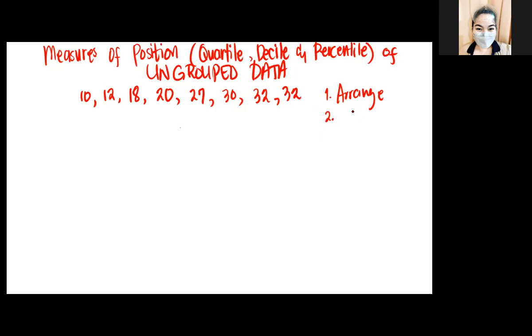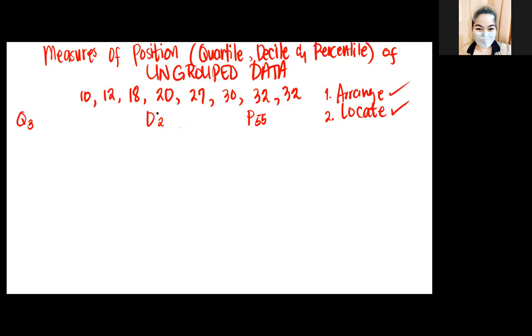Pangalawa, after we arrange them, we have to, of course, locate. Locate where your data is. For example, I am going to look for the upper quartile. So Q sub 3 is the upper quartile. Then I want to look for the D sub 2 and the P sub, let's try 55. So we have Q sub 3, D sub 2, and P sub 55. So una natin gagawin, arrange, we are done with that. And then we have now to locate.